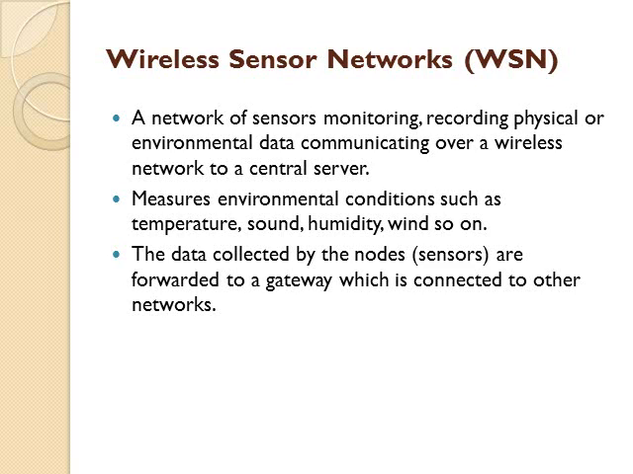The next topic is wireless sensor network. It can be defined as a widely spread network of sensors which enables monitoring, recording of physical or environmental data and communicating them over a wireless network to a central server. So WSN, wireless sensor network, measures environmental conditions such as temperature, humidity, sound, wind, and all this. And the data collected by the nodes, that means the sensors, are forwarded to the gateway which is connected to the other networks.